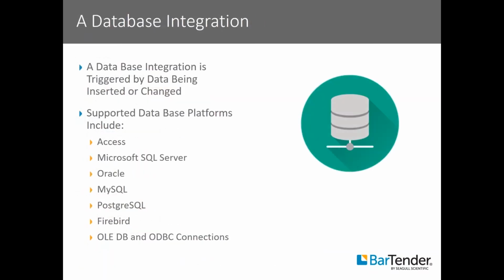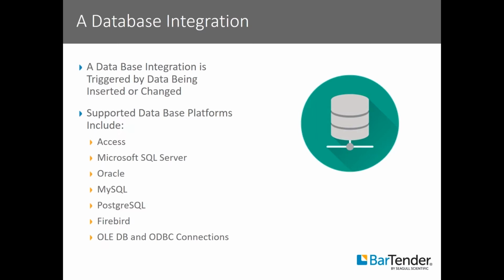So let's talk a little bit about the integration we'll be building today. In general, an integration waits for an event, and in response to that event, specified actions are executed. A database integration is triggered by data being inserted or changed in a database. Specifically in BarTender's case, the integration service runs the specific actions that have been pre-configured in the integration when that data change occurs.